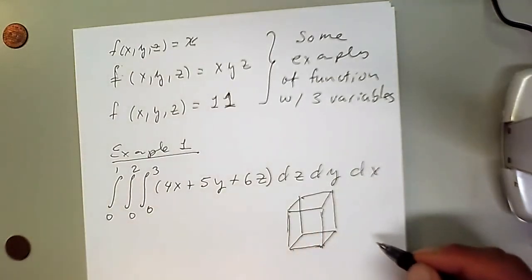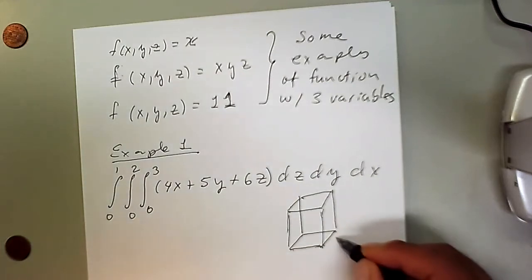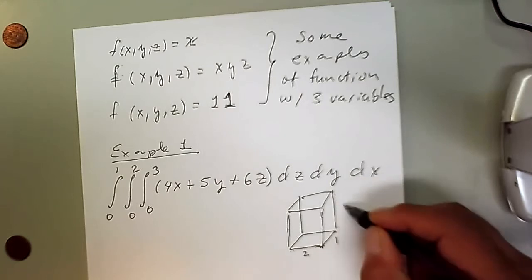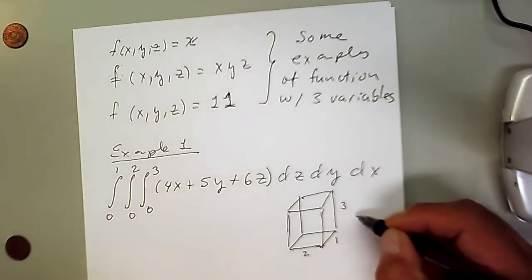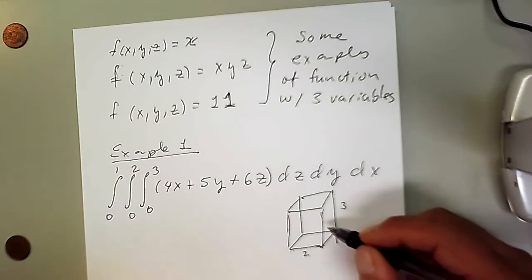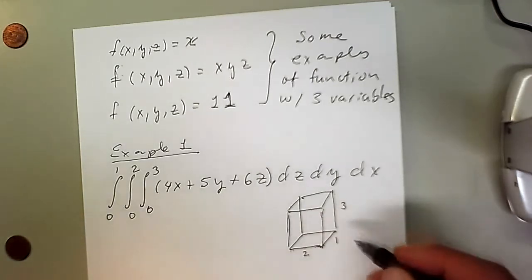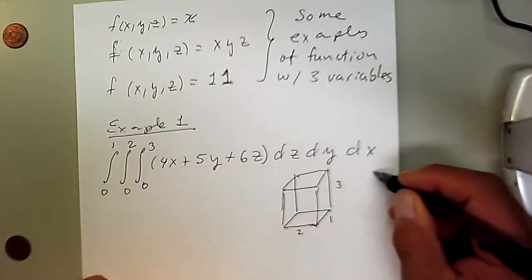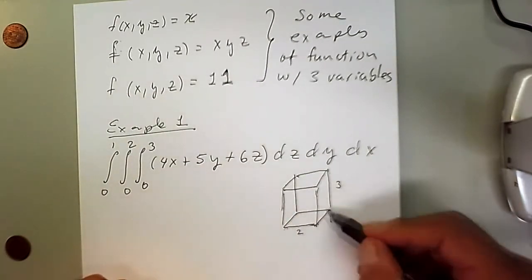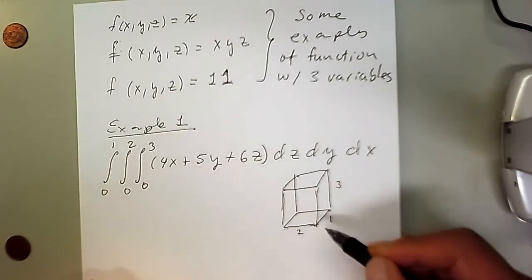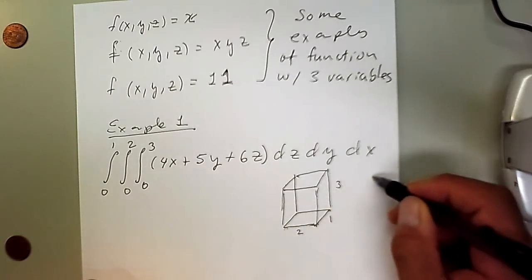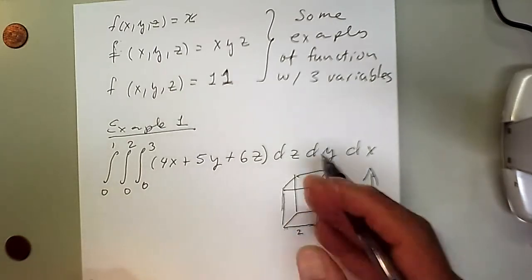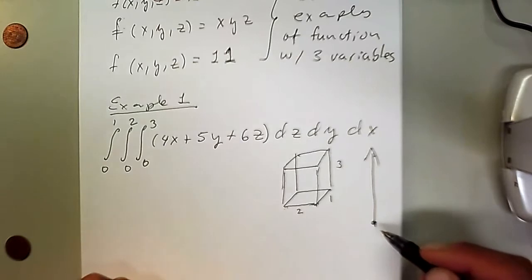So this is the box we're integrating over. In the x direction, we go 1 unit. In the y direction, we go 2 units. In the z direction, we go 3 units. So we're integrating over this box a function that I cannot draw in this picture because the output of the function is in a 4th dimension. I already used up 3 dimensions just to draw the box. So I need another dimension. I don't know how to correlate it in one picture anymore.